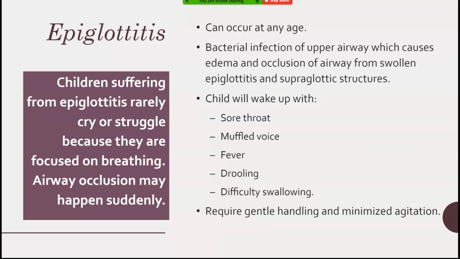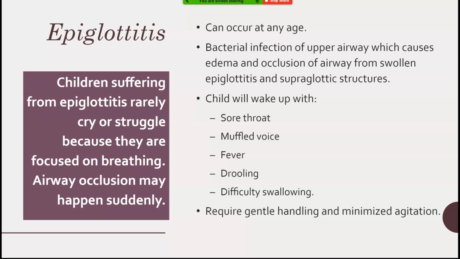Kids who have epiglottitis are very sick, okay? It can occur at any age, and this is where my funny story is going to come in. Most of the time, these kids are going to look very still, okay? They're going to be leaning forward, drooling, because the epiglottis is so swollen that they can't swallow, okay? You need to make sure that you don't agitate them.